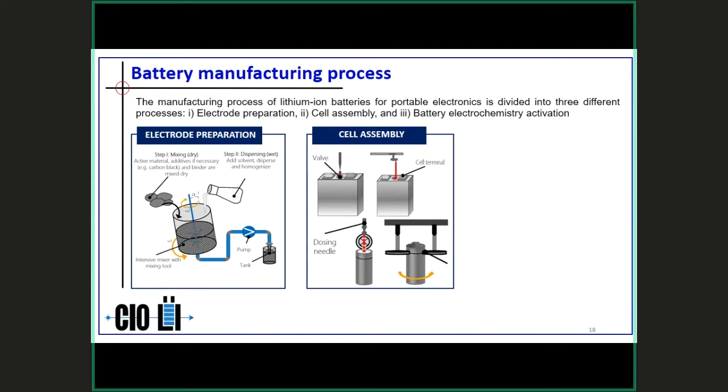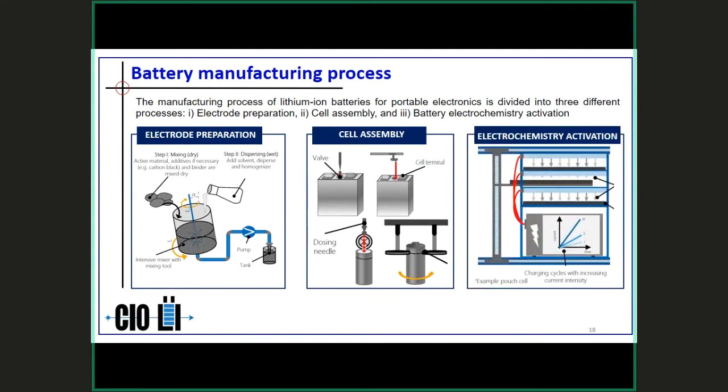Once the battery is sealed, the next step is the electrochemical activation of the battery. In this case, the battery is charged and discharged several times, all the batteries that are in the market. The idea here is that the industry is looking for some failures that could occur during the electrode preparation or cell assembly. So they are looking for internal short circuits, they are looking for electrolyte leakage, etc.